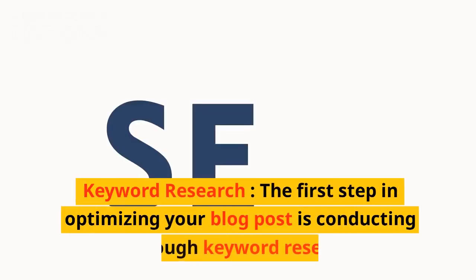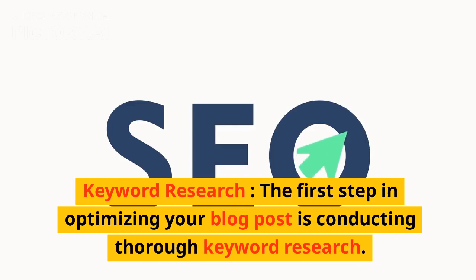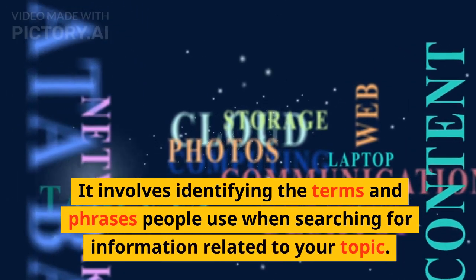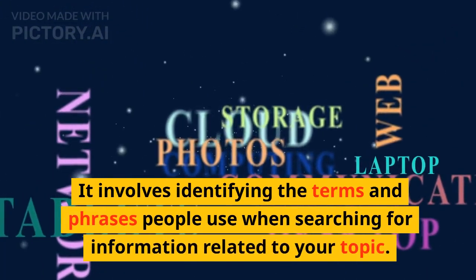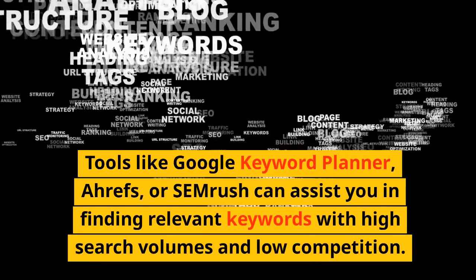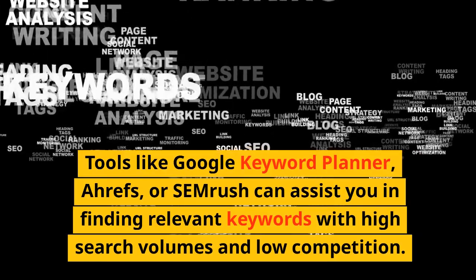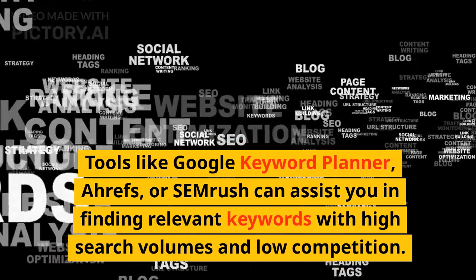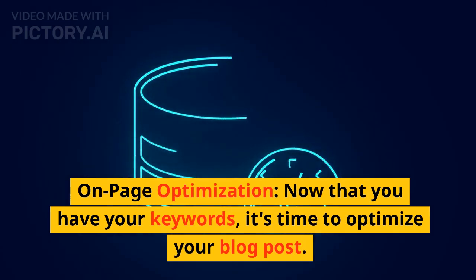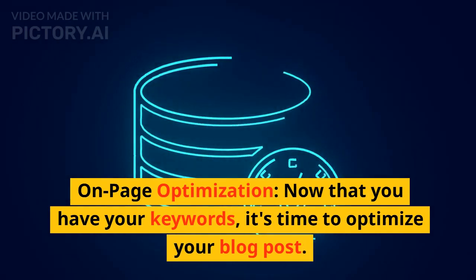Keyword research. The first step in optimizing your blog post is conducting thorough keyword research. It involves identifying the terms and phrases people use when searching for information related to your topic. Tools like Google Keyword Planner, Ahrefs, or SEMrush can assist you in finding relevant keywords with high search volumes and low competition.